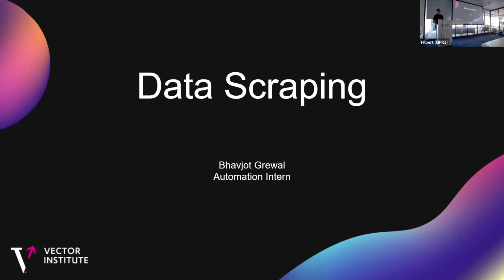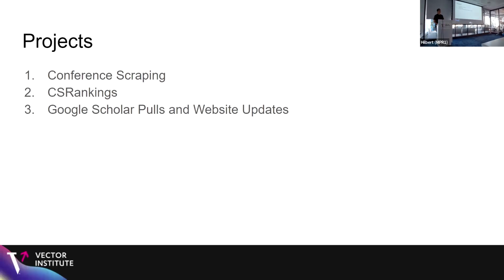For the past 4 months, I've been an automation intern with research operations. And the crux of my internship has been collecting data, harvesting data for Vector and its projects. Since I've been a part-time intern, I haven't focused on one big project, but there have been 3 smaller ones.